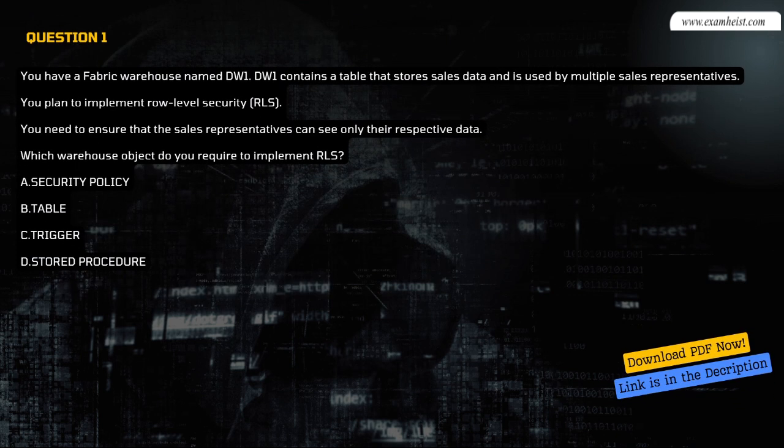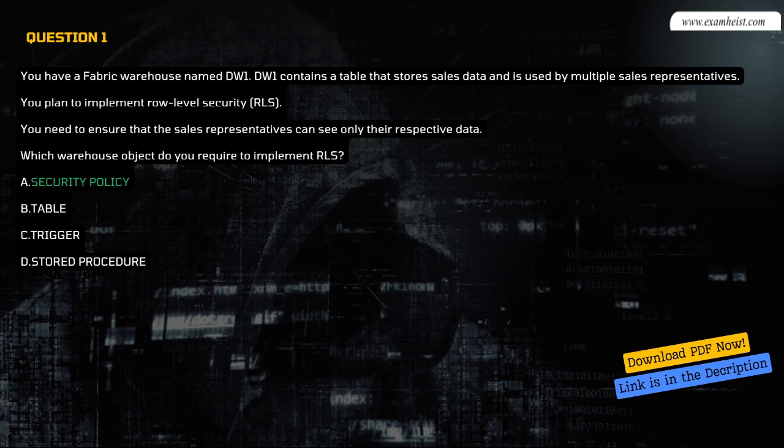Question 1. You have a Fabric warehouse named DW1. DW1 contains a table that stores sales data and is used by multiple sales representatives. You plan to implement row-level security. You need to ensure that the sales representatives can see only their respective data. Which warehouse object do you require to implement RLS? A. Security policy. B. Table. C. Trigger. D. Stored procedure.